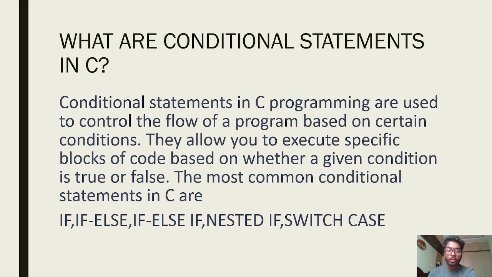So coming to the point, what are conditional statements in C? Conditional statements in C programming are used to control the flow of program based on certain conditions. They allow you to execute specific blocks of code based on whether the given condition is true or false. Most common conditional statements in C are if, else if, nested if, and switch case.